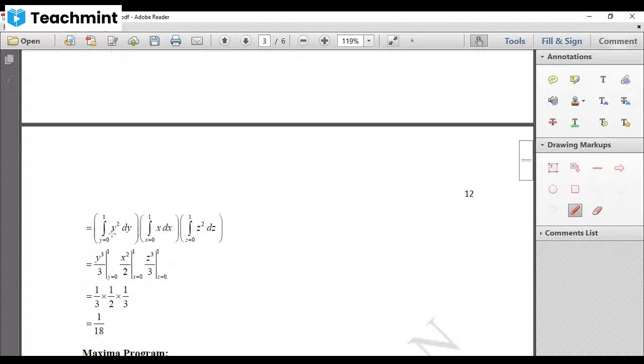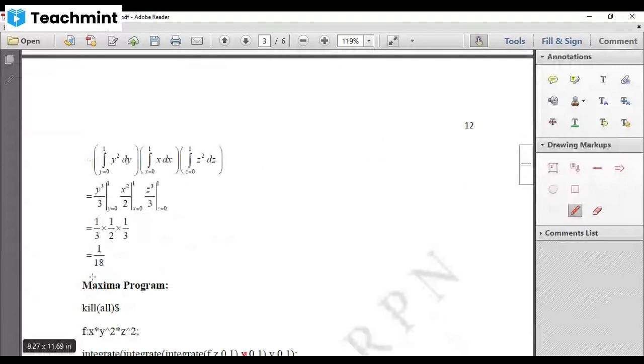Integrate them separately. Integral of y square is y cube by 3, and the limit is from 0 to 1. Integral of x is x square by 2, and the limit is from 0 to 1. Integral of z square is z cube by 3, and the limit is from 0 to 1. Apply the upper limit. Since the lower limit is 0, you'll get 0. If you apply the upper limit, you will get 1 by 3, 1 by 2, 1 by 3. That gives you 1 by 18.